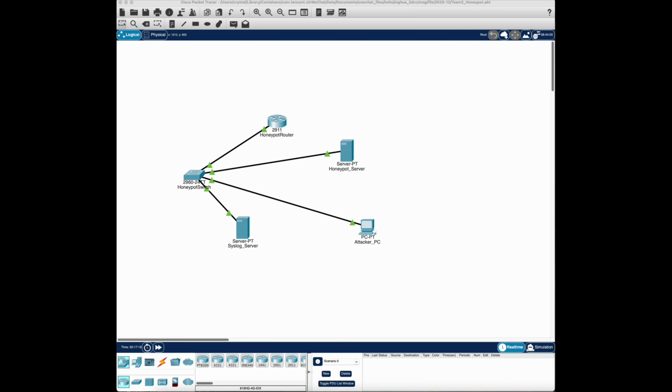Everyone, for this demonstration, I will show how we design and implement detection, monitoring, and automated response in a simulated network environment using Packet Tracer. We isolate an attacker using VLANs, collect logs through a syslog server, and automatically block malicious traffic using router ACLs.